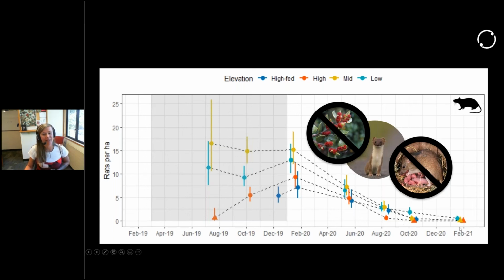And that could have happened to Alabaster too, given how low their densities were at the end of the study. Stoats also suddenly increase in the system around this time, around late summer of 2020, and they could potentially be hastening this decline of ship rats in the system.